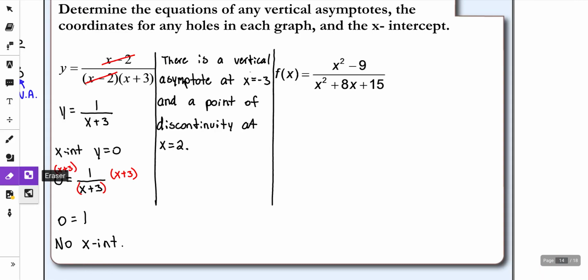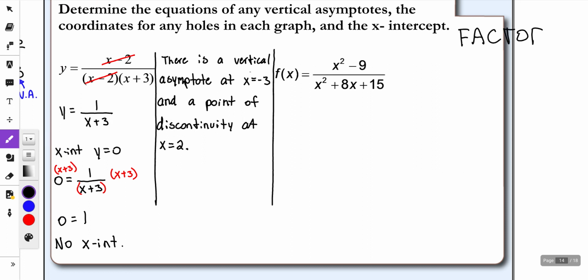Last year, I used to write at the top of every question in this unit, factor. If I can factor, then I can find my NPVs pretty easily because it'll be binomials. This thing for sure factors. So the top factors to be x minus 3, x plus 3. The denominator multiplies to be x plus 5, x plus 3. And now I can find my NPVs very easily, and now I can go and create my vertical asymptotes or my holes. But I couldn't do that unless I factored.